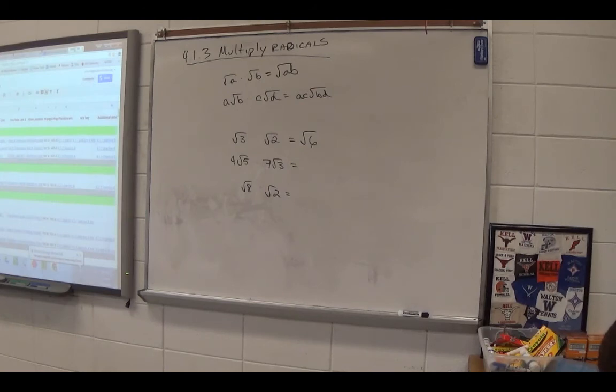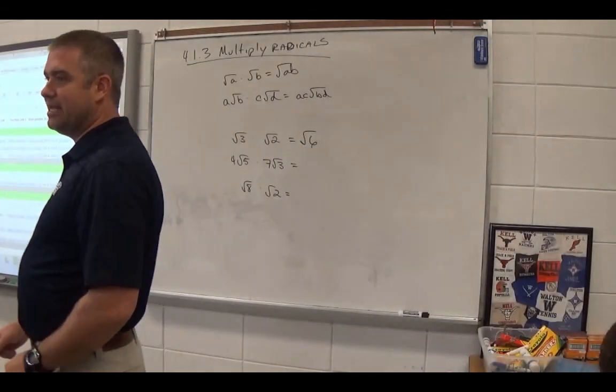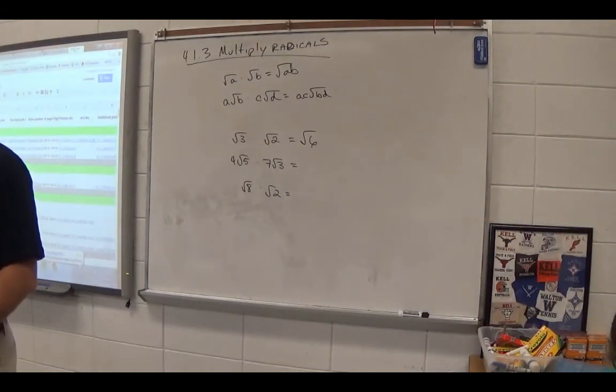When you're adding and subtracting, they got to be like radicals. When you're multiplying, they can be unlike. They can be alike, but they also can be unlike, and you still multiply. And that's true in algebra as well, right? What's 5x times 6y? 30xy. They don't have to be the same base when multiplying, right?